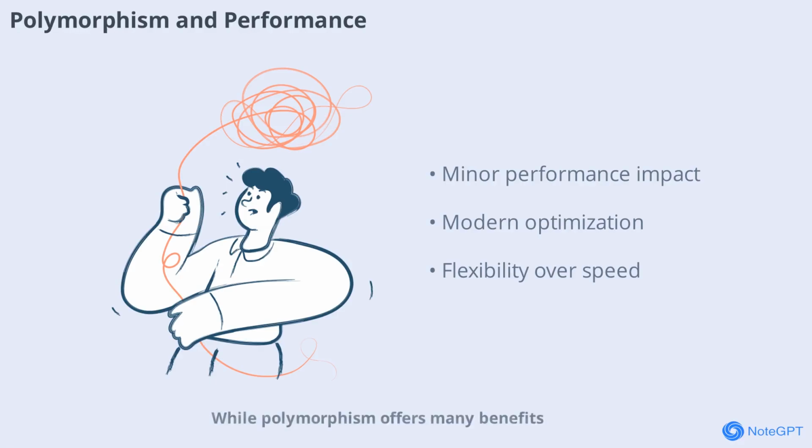While polymorphism offers many benefits, it can have a slight impact on performance, especially with dynamic dispatch. However, modern compilers and runtime environments are optimized to handle polymorphic calls efficiently. In most cases, the flexibility and maintainability gained far outweigh any minor performance costs.